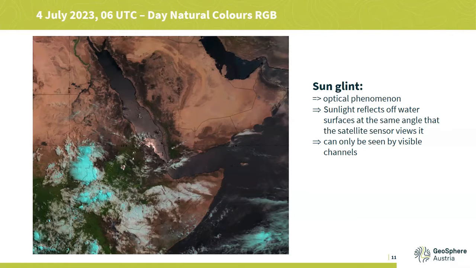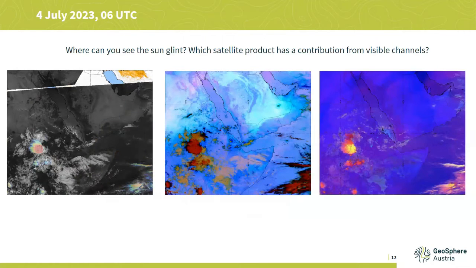Yes, and so I have a question for you. As I've said before, sun glint can mainly be seen with the help of visible channels. So in which of these 3 satellite products can you see the sun glint? Or the question could also be, which satellite product has a contribution from visible channels? So you should be able to use your annotation tools now. Now highlight the images where you think you can detect the sun glint.